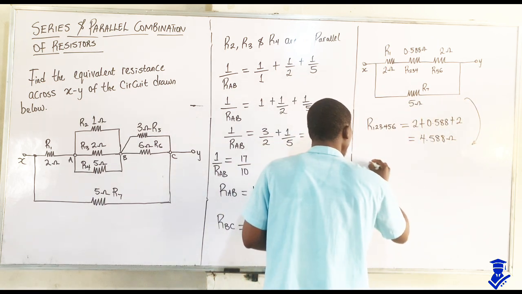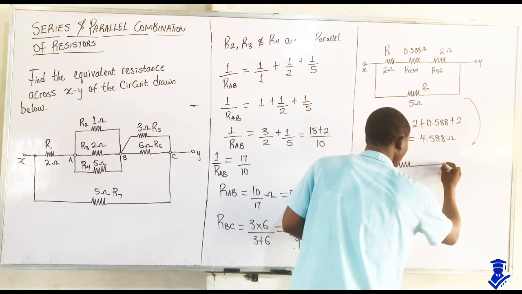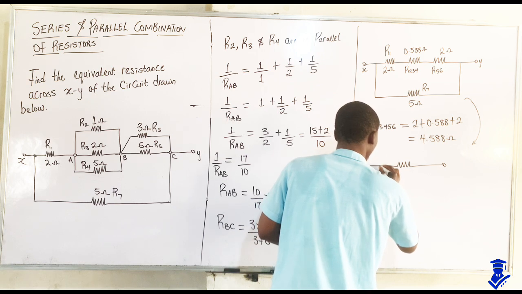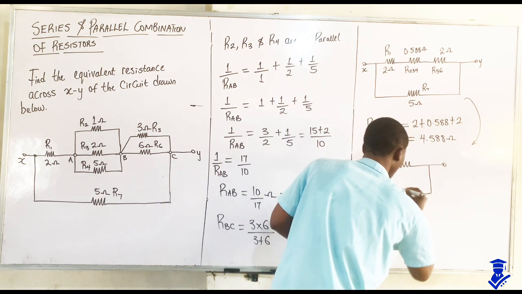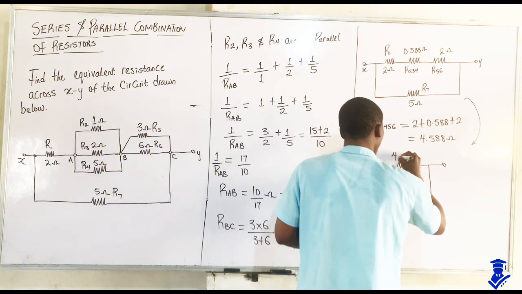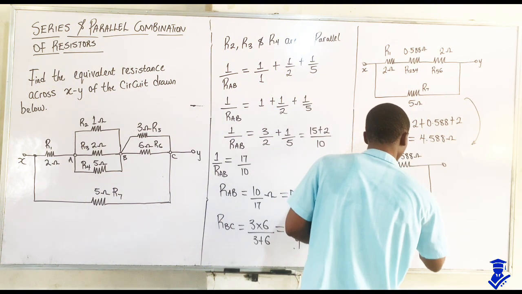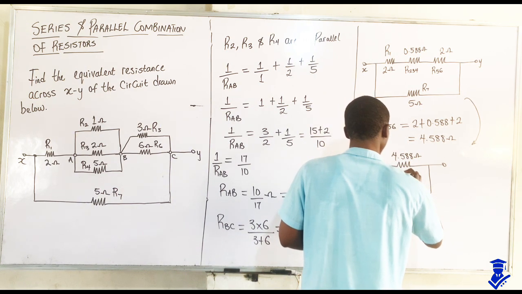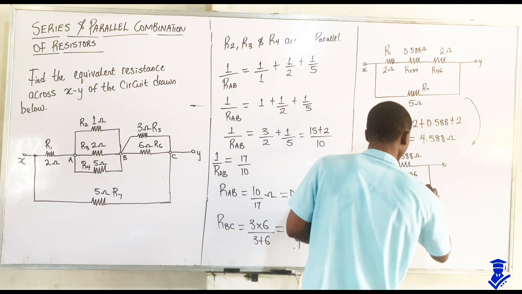All right. Now this circuit is going to reduce to this. So this circuit becomes this. So this is 4.588 ohms, and this is 5 ohms. So this is R1, 2, 3, 4, 5, 6, and this is R7.